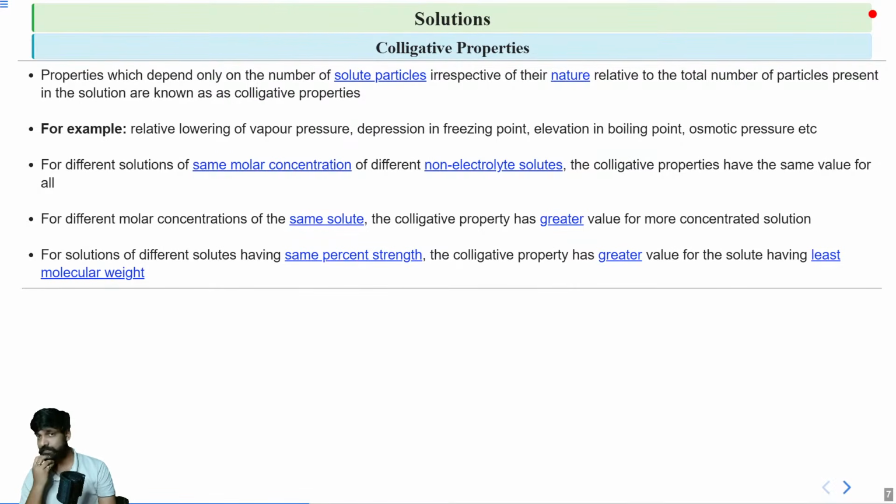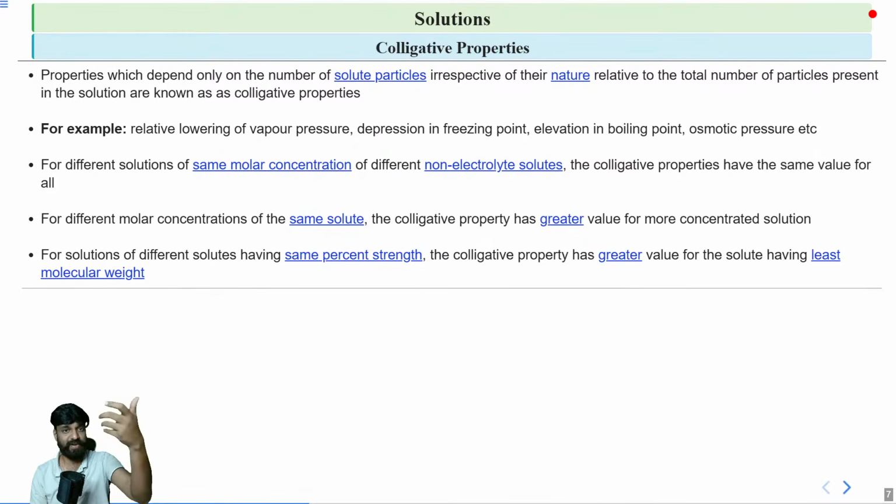Why is it so? If you have the least value of molecular weight, that means the number of moles will be more, because you know that number of moles is directly proportional to weight and inversely proportional to your molar mass. So if you are increasing the molar mass, you are decreasing the number of moles, and number of moles is simply the number of particles. Therefore, if you have a less molecular weight, then you will have a greater number of particles. As a result of that, it will have higher colligative property. So I am telling it for those solutions which have the same percentage strength. Is it clear to all of you? So this is the basis.